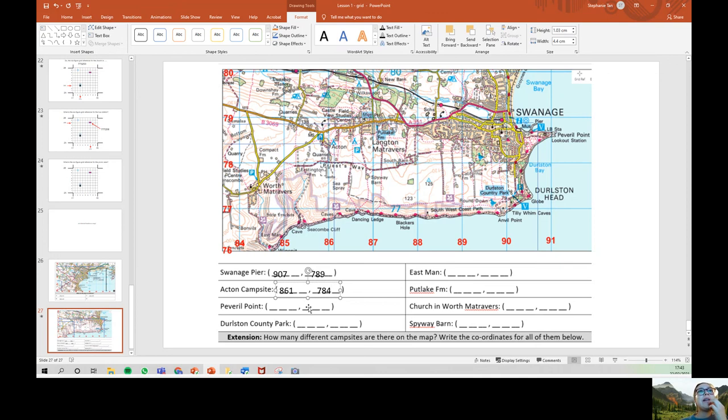Can you please complete the rest of these six-figure coordinates for these places on this map? And if you have time and would like to, you can complete the extension. How many different campsites are there on the map? And write the coordinates for all of them.